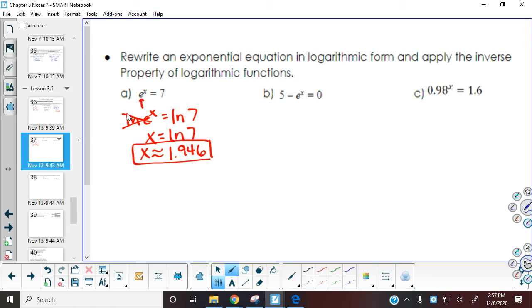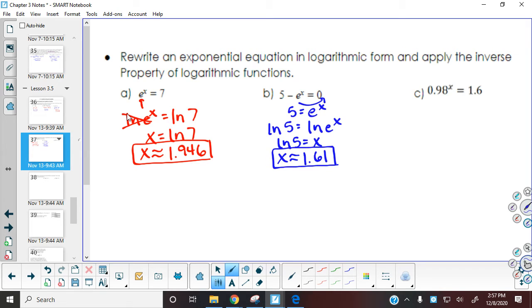Okay, so let's look at the next one. We can move this over. So we have 5 equals e to the x. Again, to cancel out that e base, we have to do the natural log of each side. That's going to cancel out that base of e. So you have natural log of 5 equals x. And now if you type that in our calculator, x is approximately 1.61.